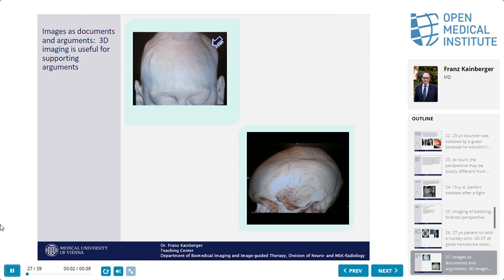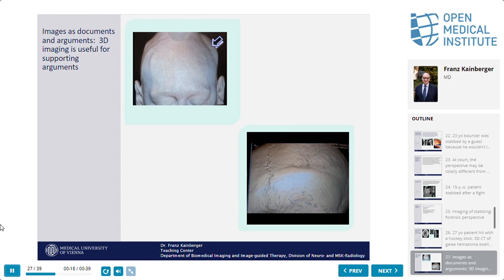And in this case, when it came to court, it was important to provide the people at court with the 3D images. Because here, this is a 3D reconstruction showing the galea hematoma. And here, with 3D imaging, you see the defect by the hockey club. Yeah? And so this is also important because, again, as stated before, X-rays or radiographs and our images are not primarily for diagnosis, they are for explaining and for documenting the type of violence.